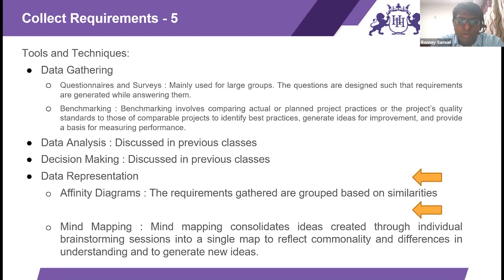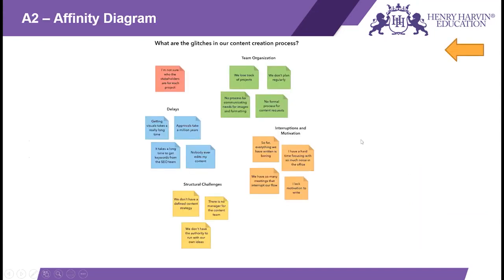Okay. We have also seen representation. If we want to represent data, we also represent the requirements. We also have seen affinity diagrams when we studied quality management. Anyone remembers the affinity diagrams? That's plotting, the scatter plot or box plot? No, no, that is not affinity.